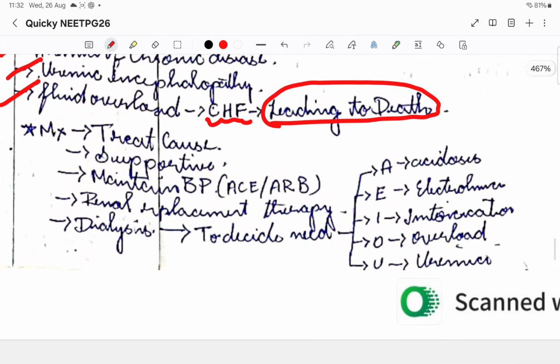So basically we'll treat the cause that is causing the CKD, and it is basically supportive treatment that we give. Okay, and also please note that we should maintain the BP, and ACE inhibitors and ARBs are the best things that we can give for renal, because they directly act on the RAS pathway, right?